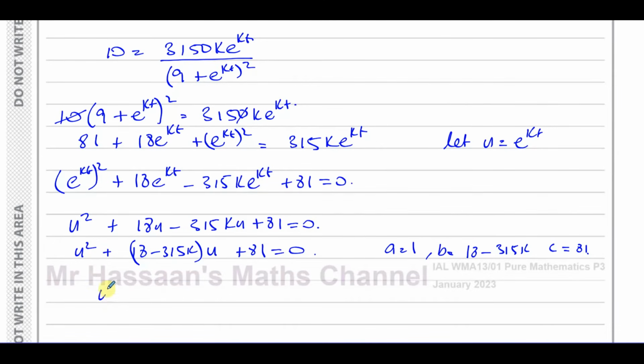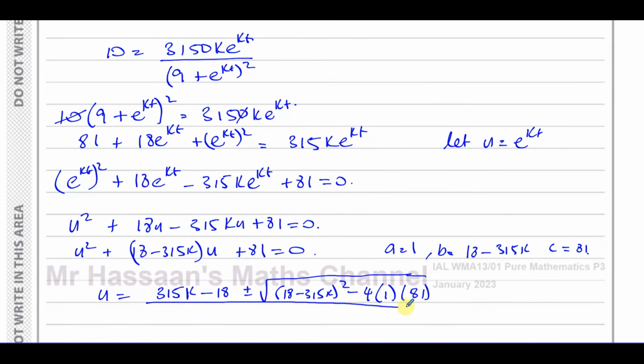So we can say that u is going to be minus b, so the negative of this, which will be 315k minus 18, minus b plus or minus the square root of b squared. So it's going to be this squared, 18 minus 315k all squared, minus 4 times a times c, which is 81, all of that over 2a. So that's going to give me two values. 2a is 2 times 1.